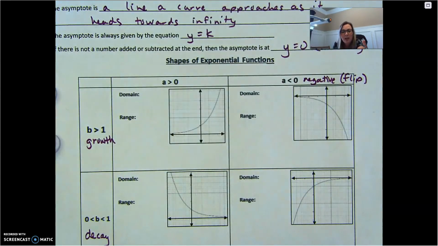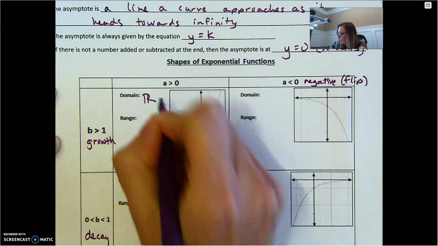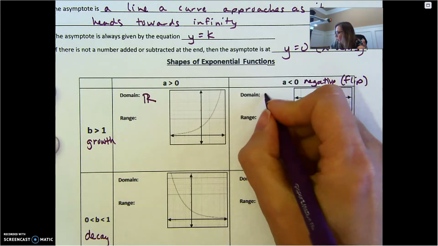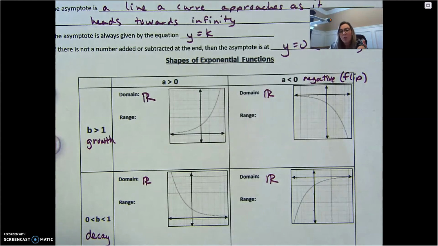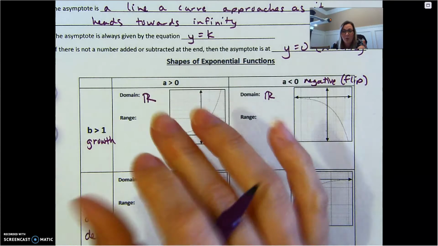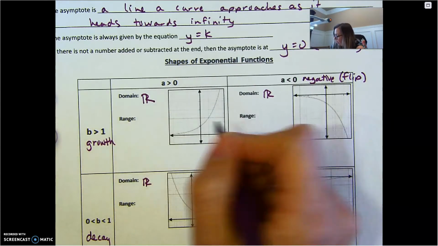Alrighty, so your domain on all of these is going to be real simple: all real numbers. You can put anything you want in for x, so there aren't any restrictions there, just like with quadratic functions. The range, though, is going to play a different story. The range is going to be based on that asymptote, that electric fence that you can't see. So you're going to be watching out for it.